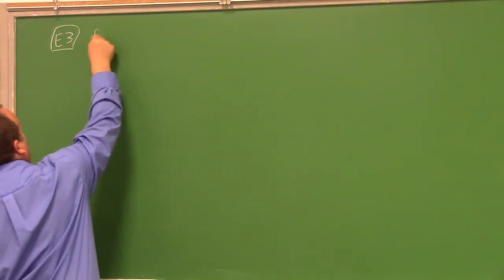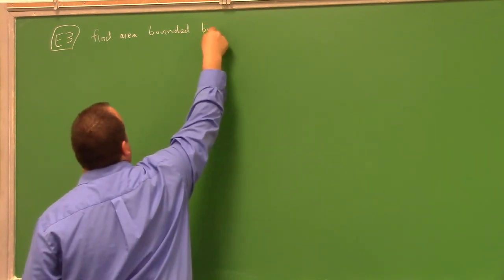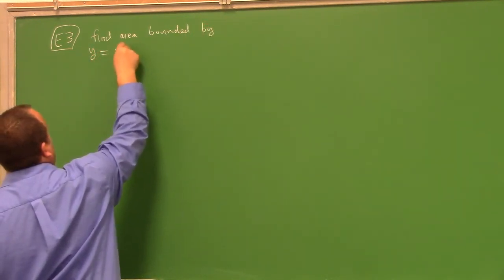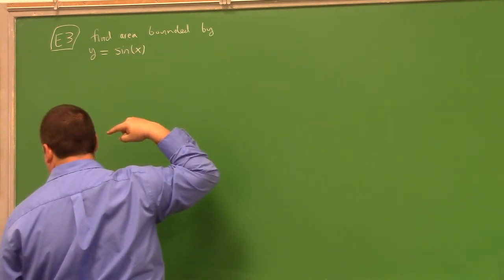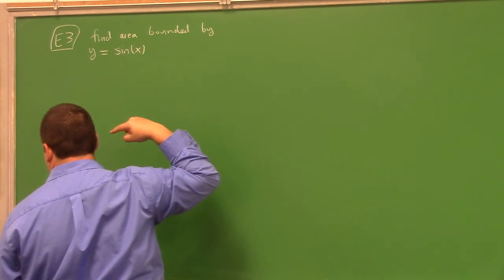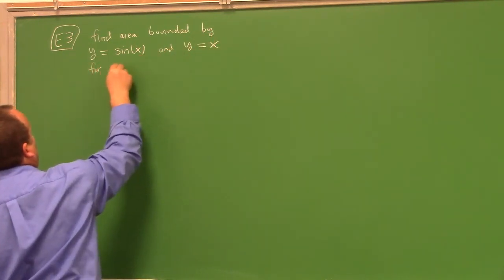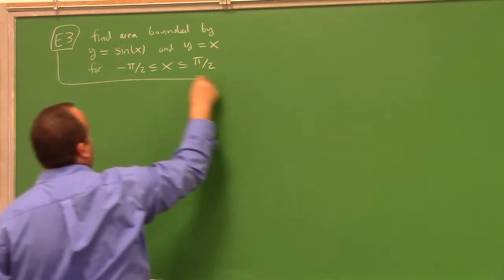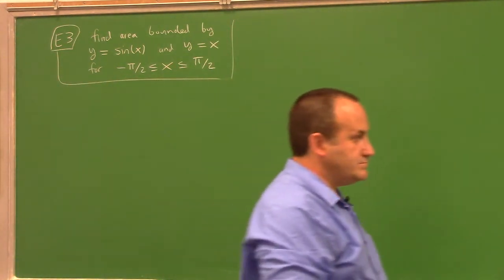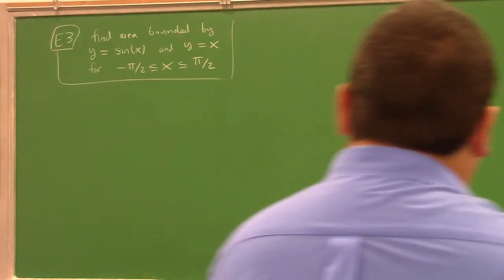Let's say find the area bounded by y equals sine of x and y equals x for minus pi over 2 less than or equal to x less than or equal to pi over 2. So this one here, we're going to have to think about some cases.